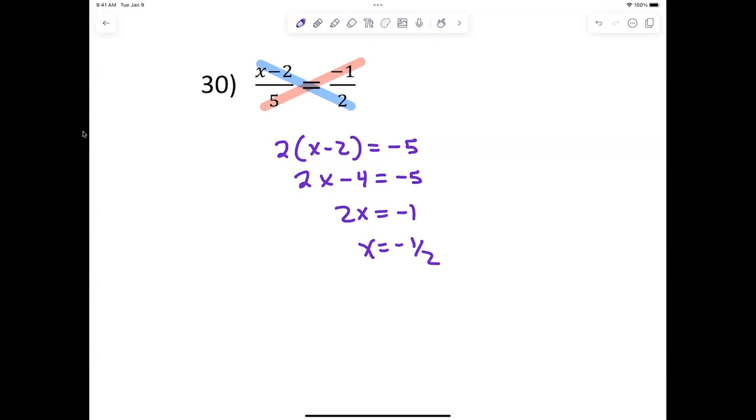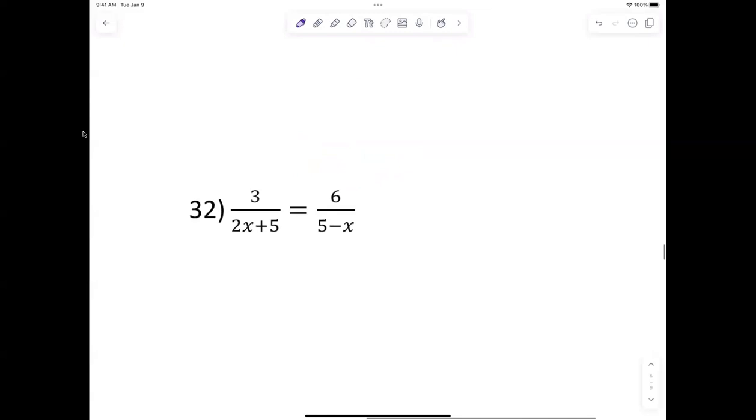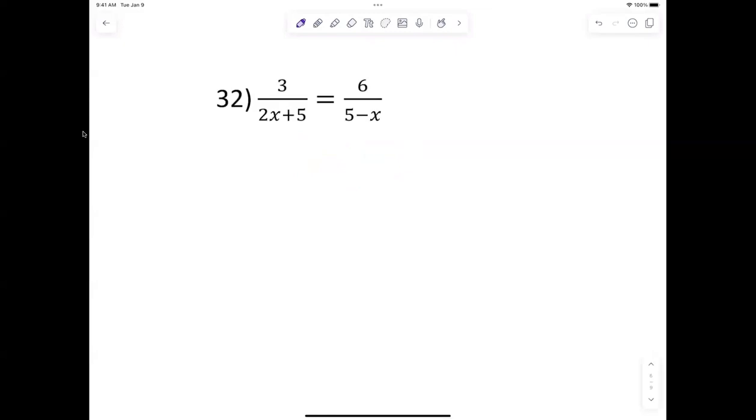Anybody? All right, let's knock out 32. Cross multiplying. Again, just to be sure, multiplying these two things together, multiply these two things together.